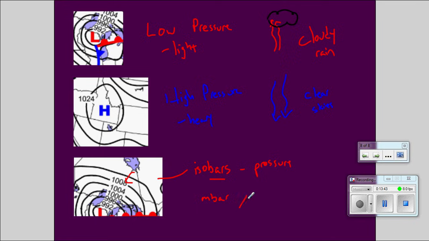A little rule of thumb, the closer those lines are together, the windier the conditions will be. So the closer these lines are, the higher your wind speeds. Alright? And I believe that about covers it.